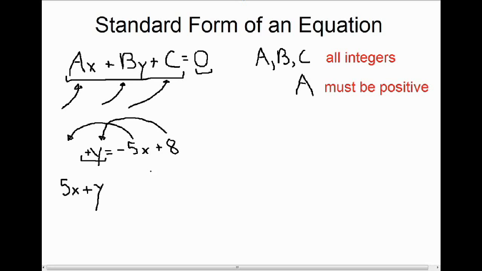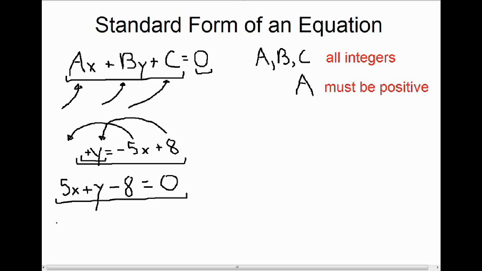And finally, if we bring that plus 8 over to the left-hand side, it becomes minus 8. Now we still do have our equal sign, and on the right-hand side now, we have nothing. So nothing is just 0. Well, now we've done it. We've taken that equation that was written in slope y-intercept form, and we've written it in standard form. And the reason it's in standard form is because all the terms are on the left side.